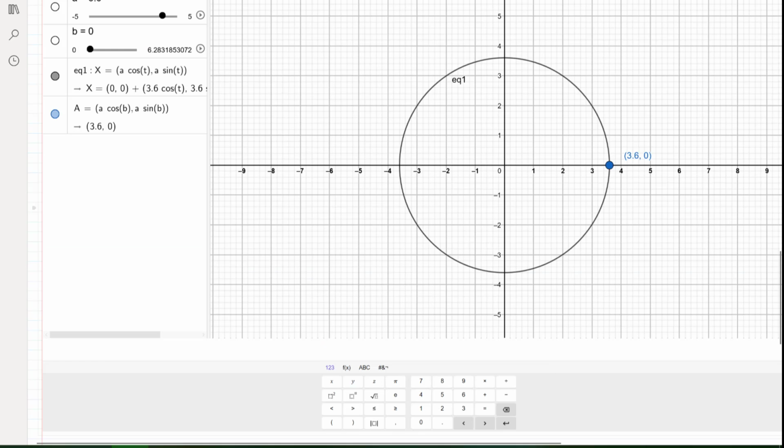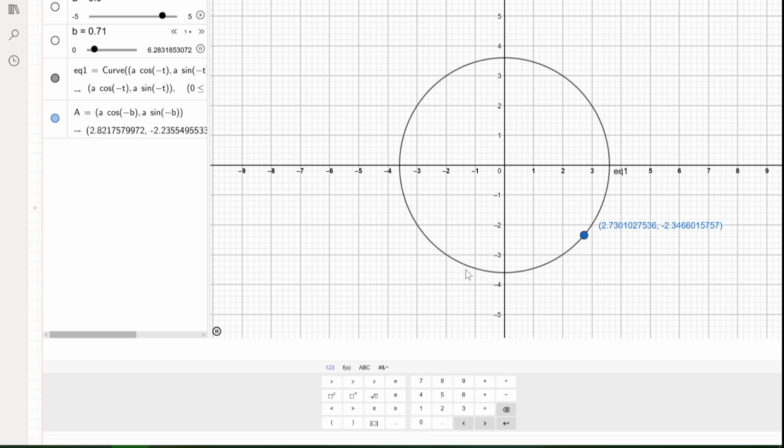Now notice if it's cosine of bt and sine of bt, it rotates counterclockwise around the circle, moving in this direction. So if b is positive, it's going to rotate counterclockwise. If it's negative on the inside of the parentheses of sine and cosine, you'll notice that it's going to rotate the opposite direction, so it rotates clockwise.